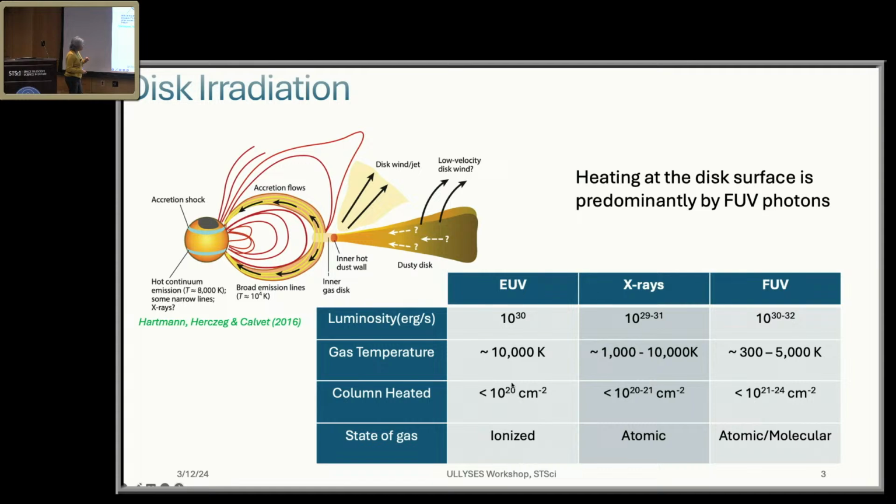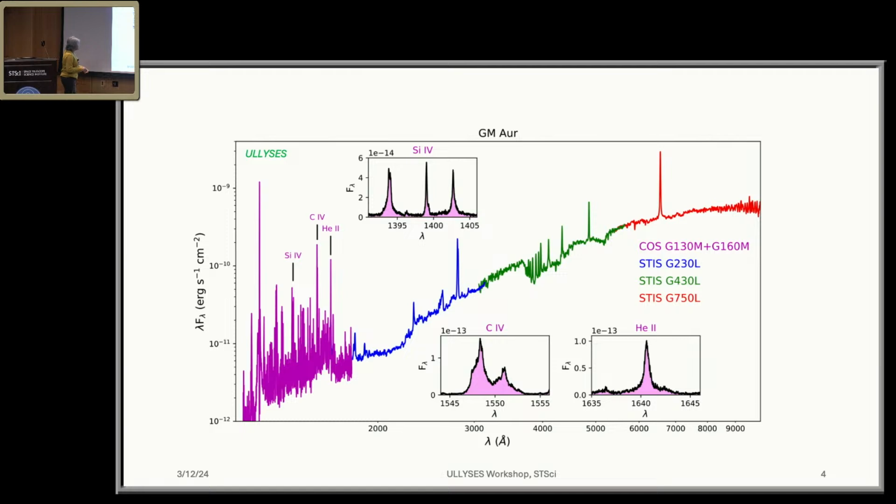And then you can also see, if you compare, that the FUV heats to deeper columns, depending of course on the dust properties in the wind, which absorb some of the FUV. The state of the gas is mostly atomic and molecular. So the main point that I want you to take away from this is that most of the surface of the disk is actually FUV heated. That's why we're interested in the FUV as such.